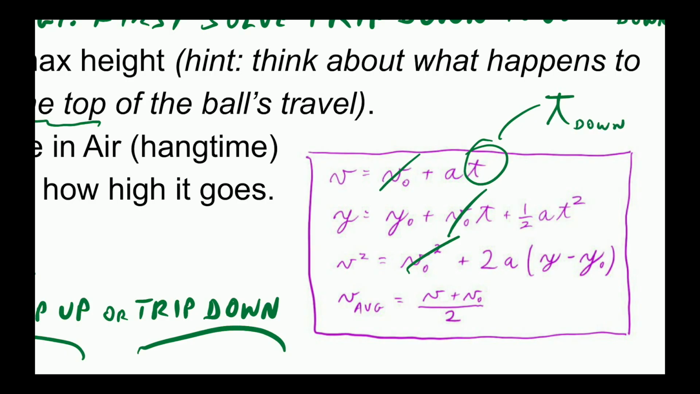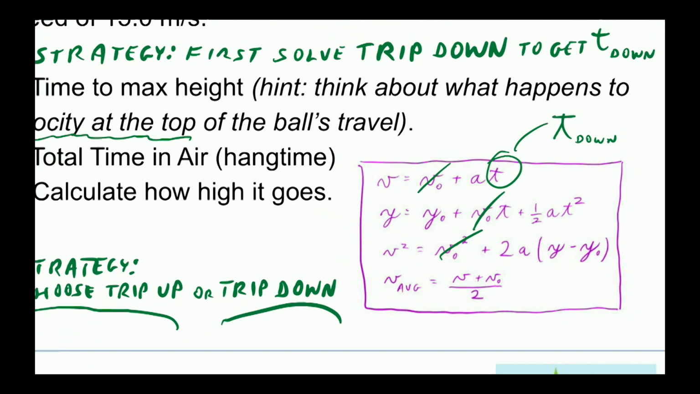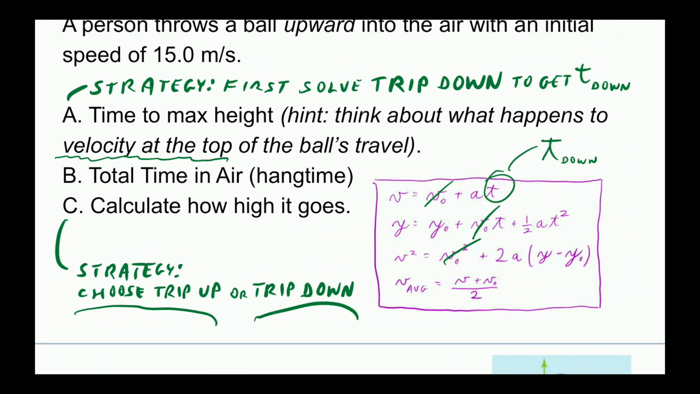I strongly encourage you to use subscripts, down, up, or entire trip or total, for your t's, because it is a very common mistake to lose track of which part of the trip you're calculating. So use a subscript for your t and you'll do well.